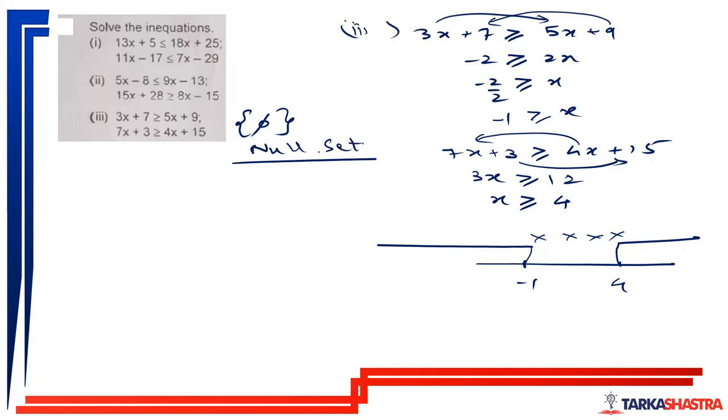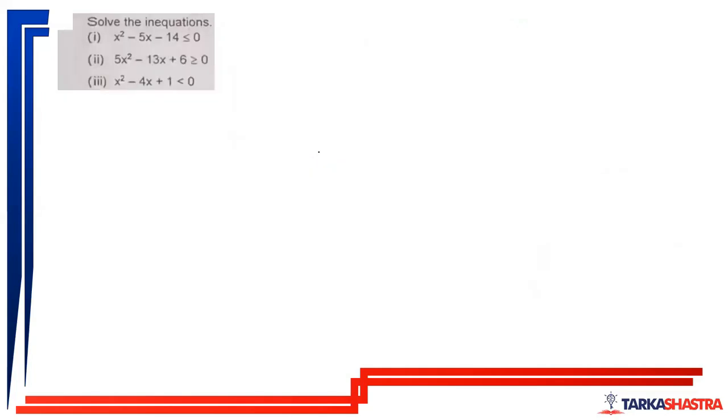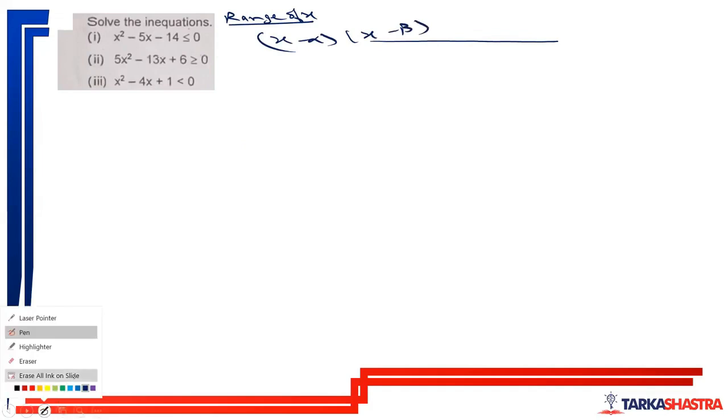Moving forward, now let us try to solve quadratic inequations. Here also we have to find out the range of x. Now that we are going to find the range of x, first we'll have to convert it in this format, x minus alpha into x minus beta. Only then we'll be able to proceed. So let us try to do that.